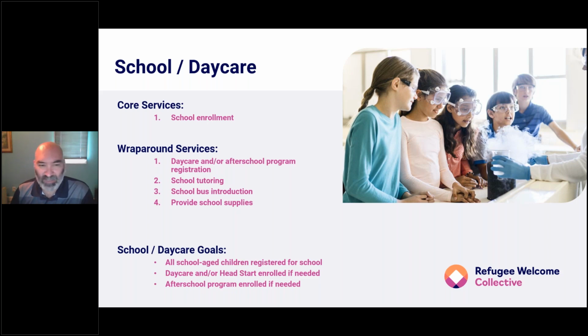Some of those school or daycare related goals are that all school age children are registered for school, that the children are enrolled in daycare and/or Head Start for those who may qualify, and that children are enrolled in after school programs if needed, so that mom or dad or both can work during normal work hours. Kids may need to be part of an after school program. Let's go to the next slide.